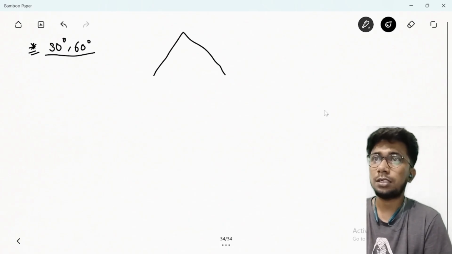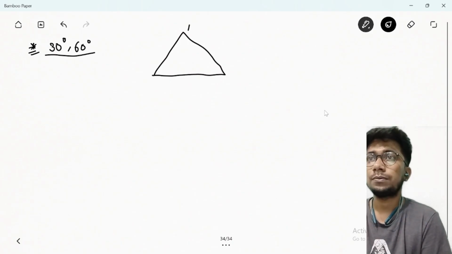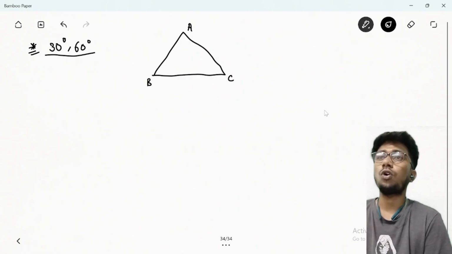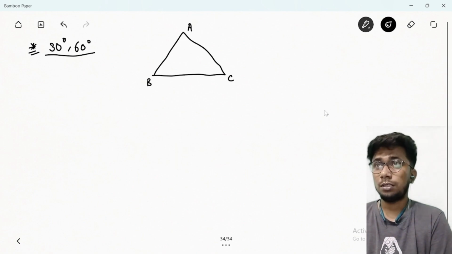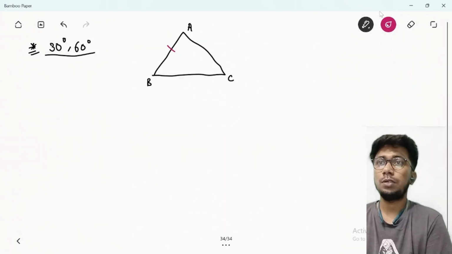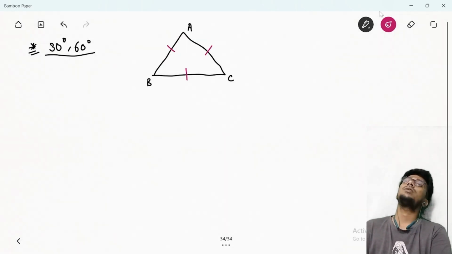Equilateral triangle is the triangle in which length of all the sides are equal. This is A, B and C. Length of all the sides in an equilateral triangle are equal. That means this side will be equal to this side and it will be equal to this side. So all the three sides will be equal.